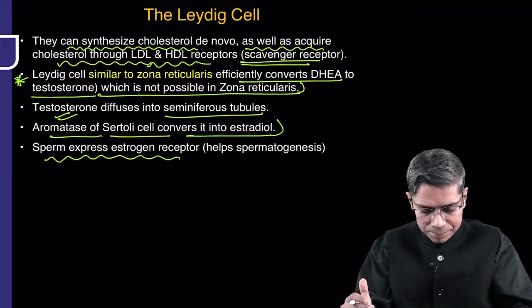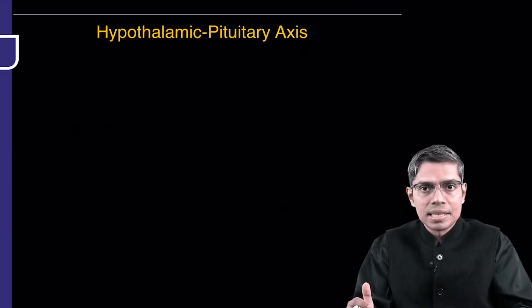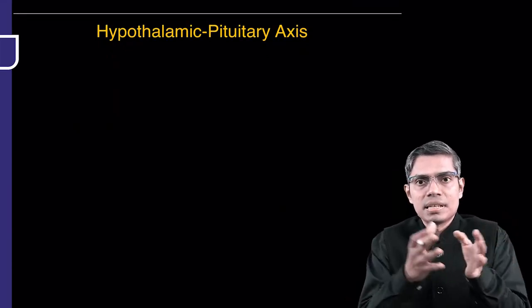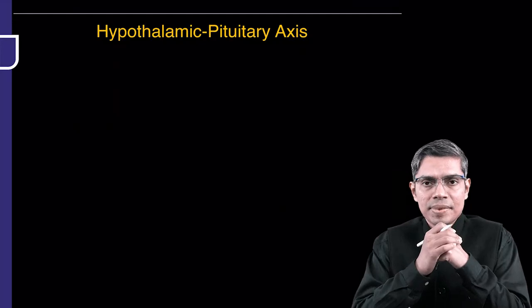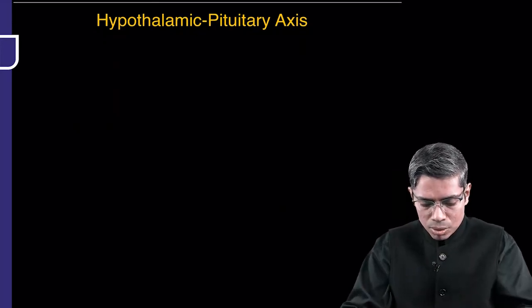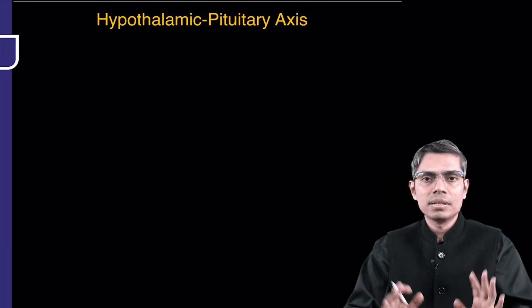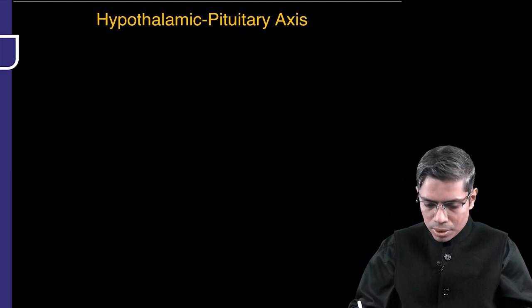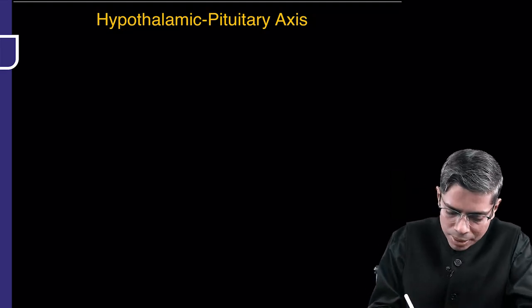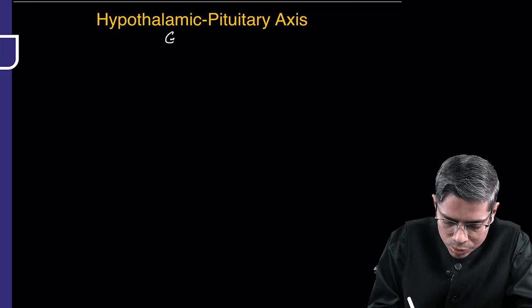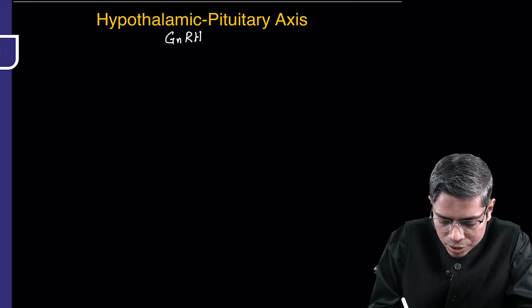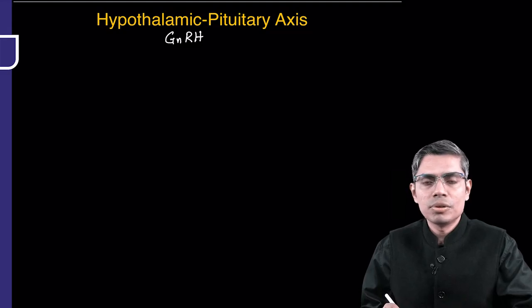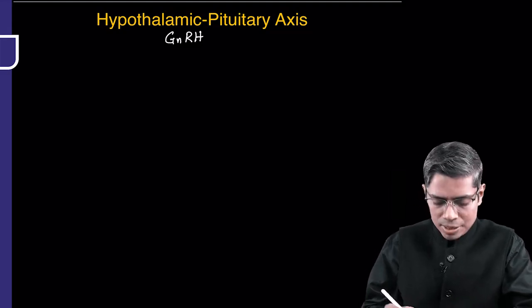So after discussing the various cells, that is the function of Sertoli cell, functions of Leydig cells, now we are going to understand how the hypothalamus is controlling the testis. Secretion of hormone from testis, how it is controlled by hypothalamus. This is very, very simple. So the hypothalamus is going to produce GnRH, gonadotropin releasing hormone, which is produced from hypothalamic nucleus.